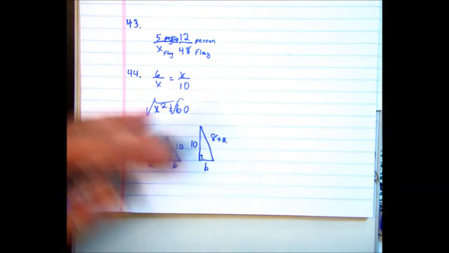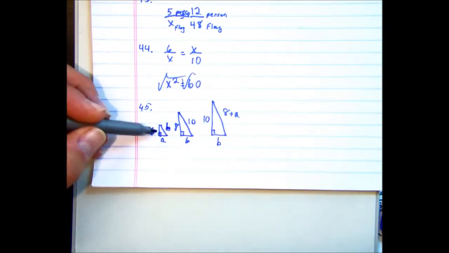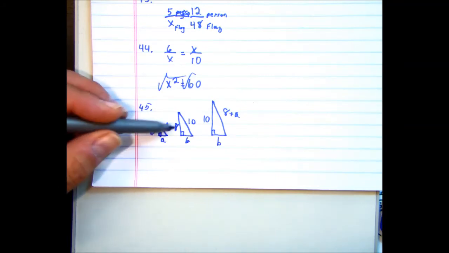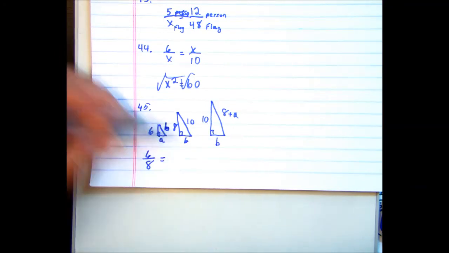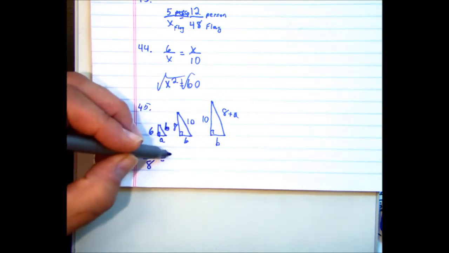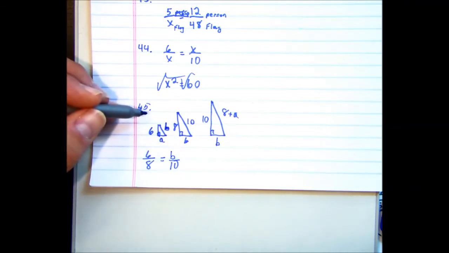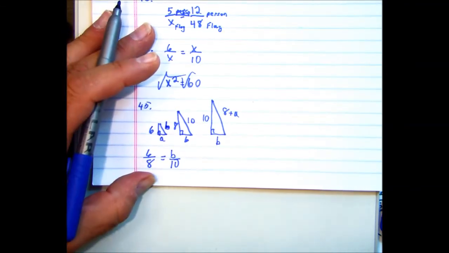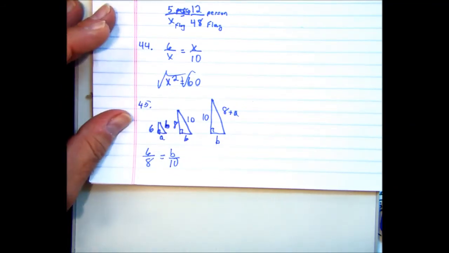Hopefully you know you have all sides of the medium one, 6, 8, 10. And now you're just matching up the other one. So if I want to find B, I can do triangle A, 6 is to 8, those are the matching sides. Oh, I'm sorry. 6 is to 8 as B is to 10. Okay, cross multiply and solve. And then you can do the same thing for A. All right, 46.